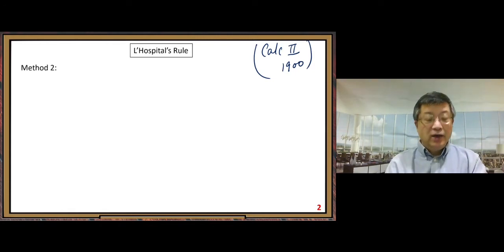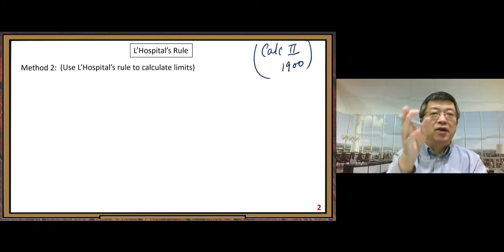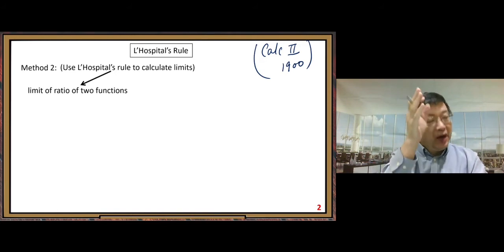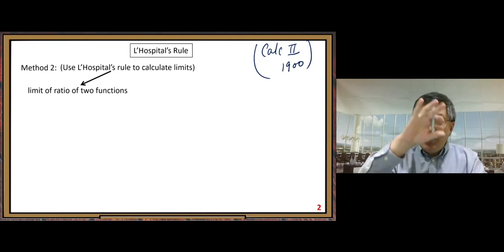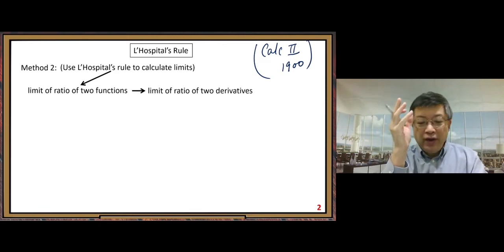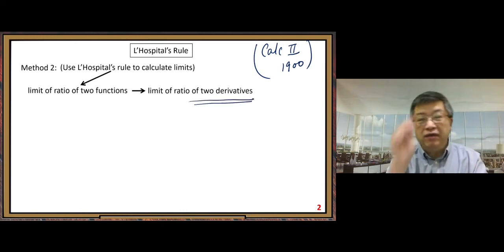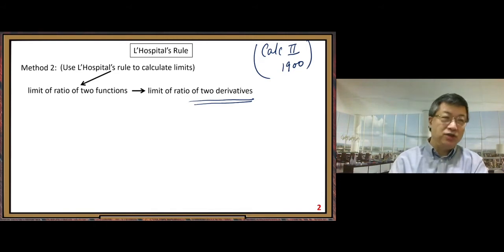So our method 2 uses L'Hôpital's Rule to calculate the limits. What's L'Hôpital's Rule? When we calculate the limit of the ratio of two functions, we can change to another form: just calculate the limit of the ratio of the two derivatives of those two functions. That's the rule, simple. But there is a condition you need to check.